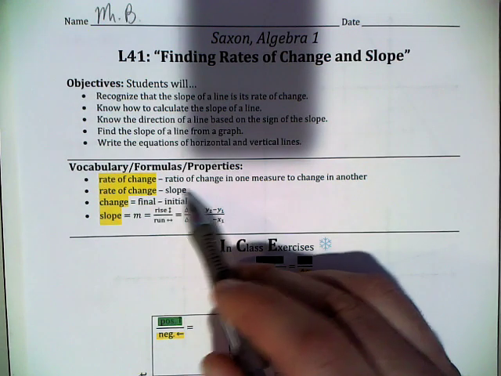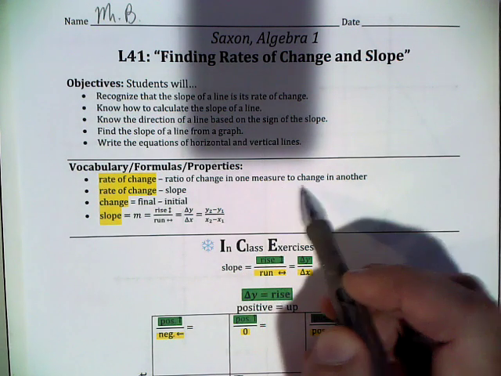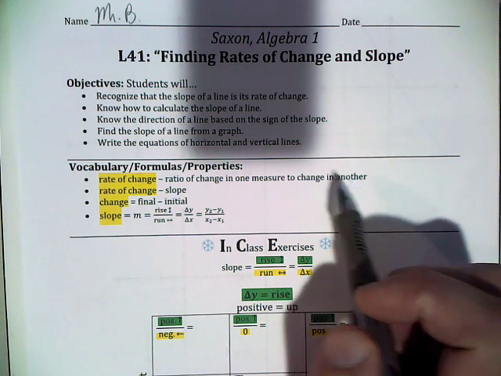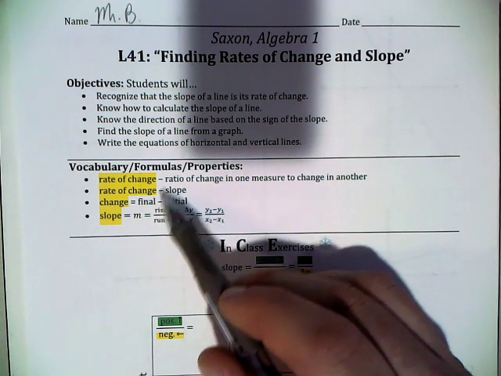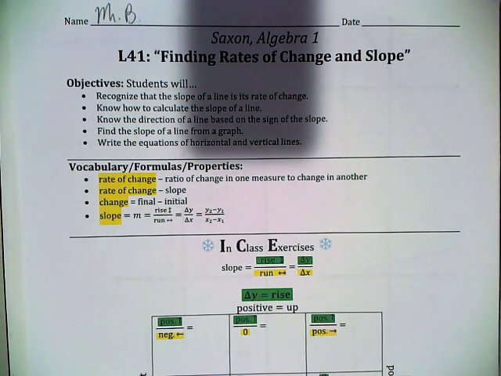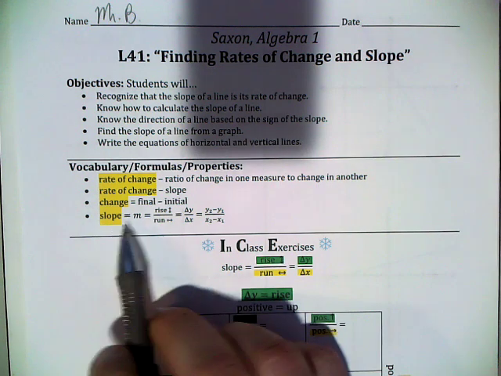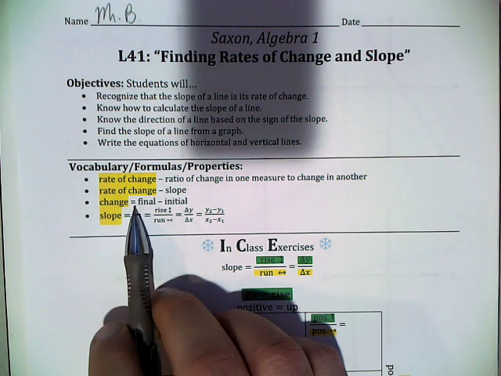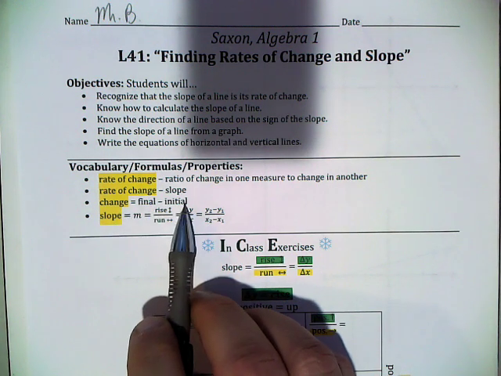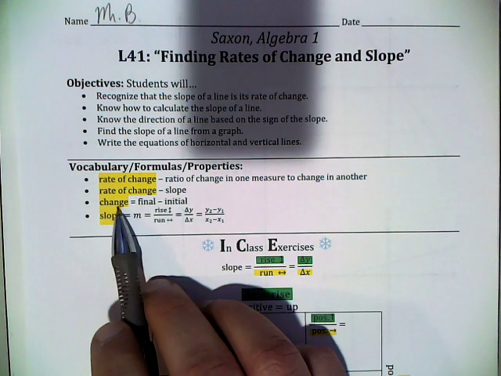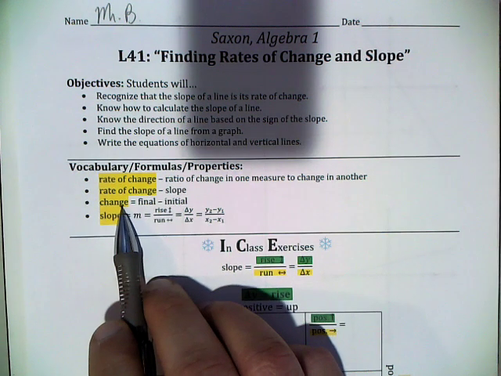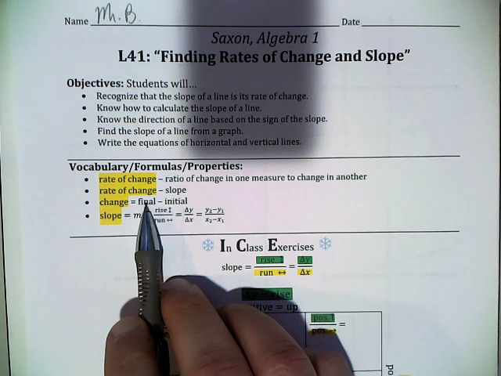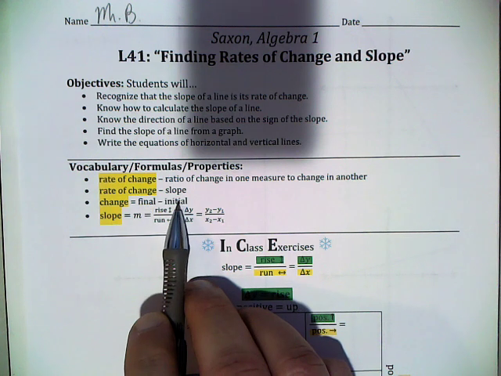So rate of change is the ratio of change in one measure to change in another measure. Rate of change can also be thought of as slope. So when we're making a connection to graphing, your rate of change is your slope. Also remember that change can be defined as final minus initial, particularly when math meets science. This is how we often think of change. Change is where we ended up minus where we began.